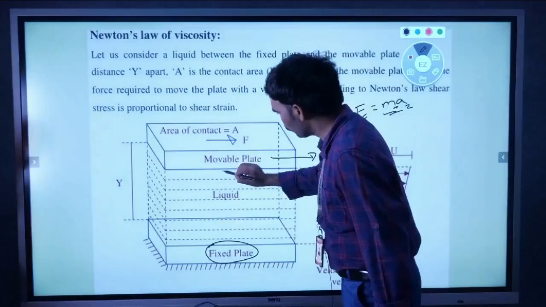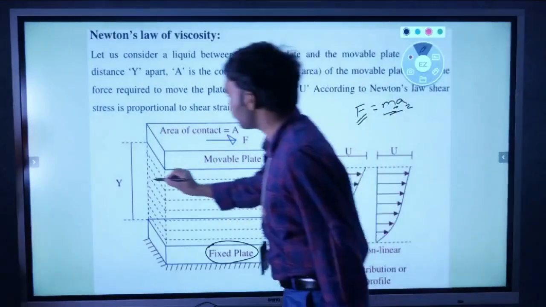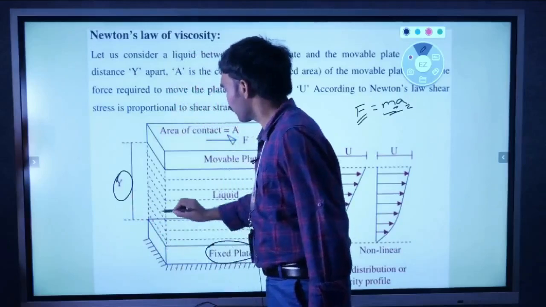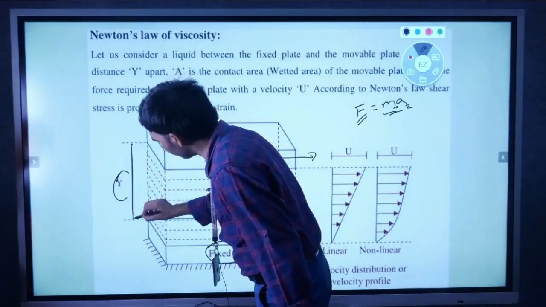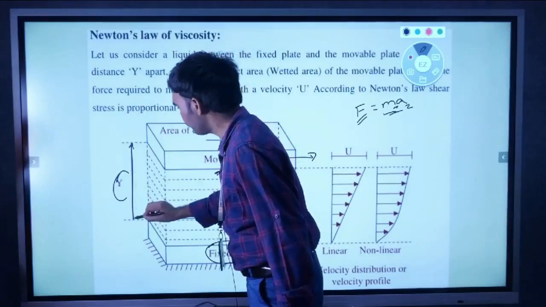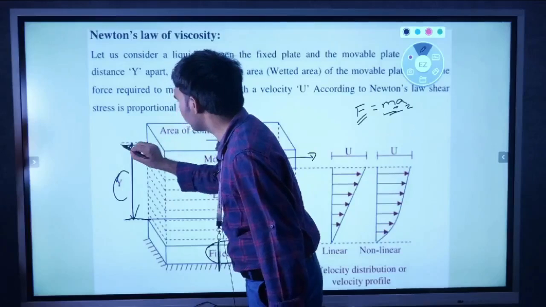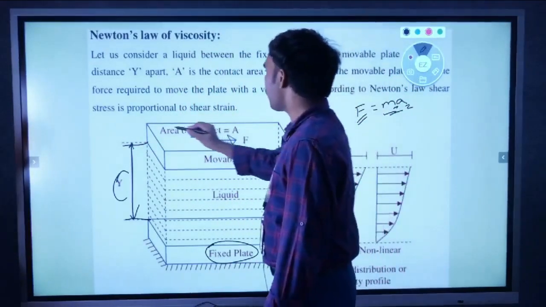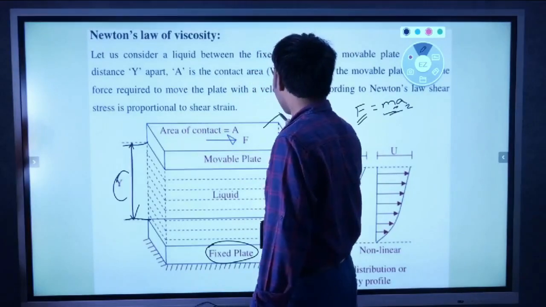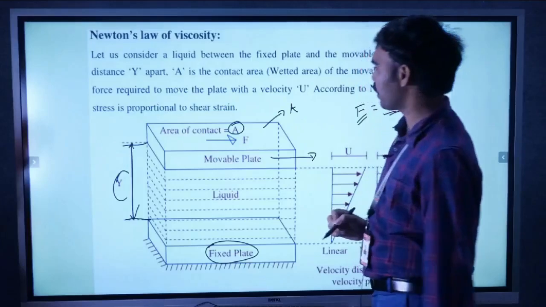So in between the two plates, the fluid is flowing in different layers. The distance between the two plates is y. So the distance between the fixed plate and the movable plate is y, right? And the area of the movable plate is A. I have considered the area of the movable plate as A.